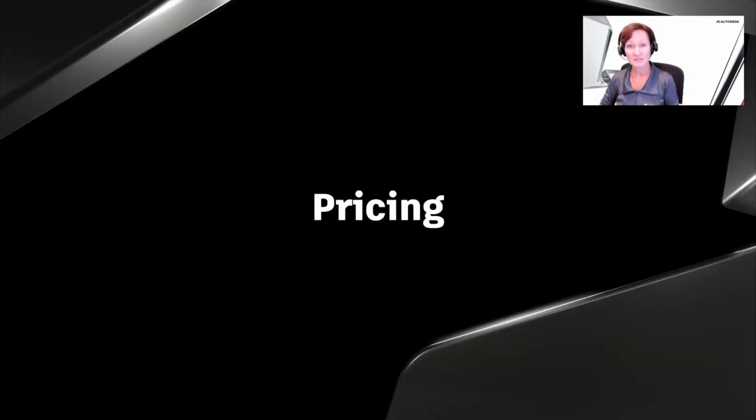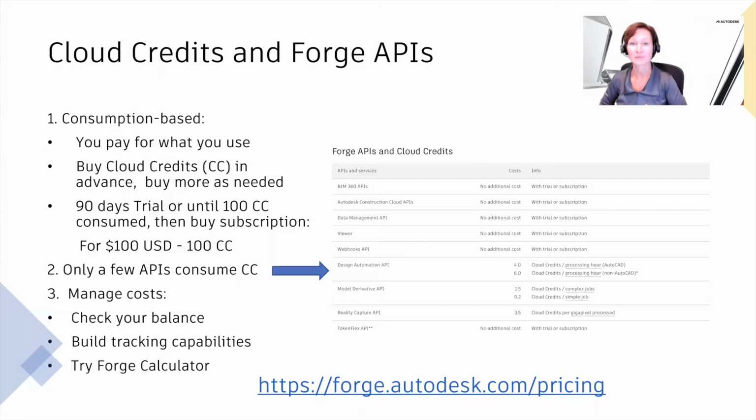Make sure you know the basics. Actually, three things. Number one, it's consumption based. That means you pay for what you use, you buy cloud credits in advance, you buy additional cloud credits as needed. Your free Forge trial runs for 90 days or until your complimentary 100 cloud credits are consumed. After that, you have to buy a Forge subscription. And in the US, for $100, it gets you another 100 cloud credits.